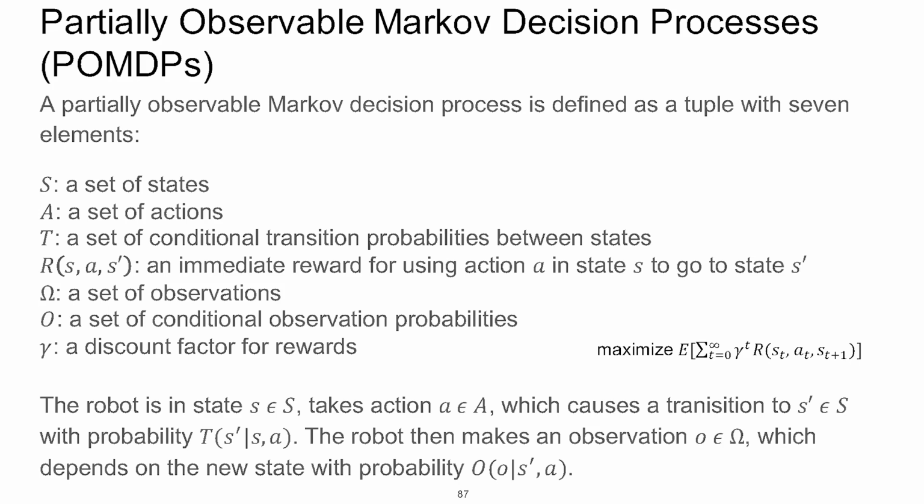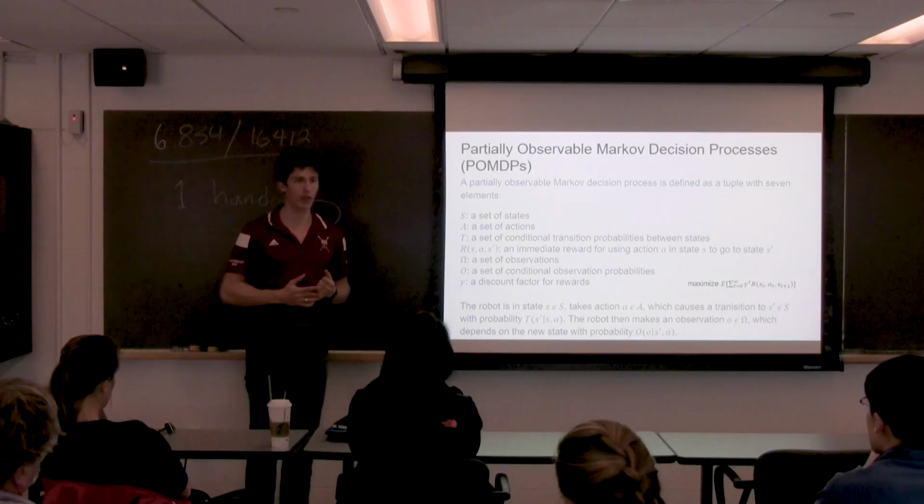We've got a reward function. This is exactly the same as for MDPs. And we've got our discount factor down here. The key difference in the POMDP is these 2 elements. We've got a set of possible observations and a probabilistic model for the probability of making an observation given your state and the action you just took.